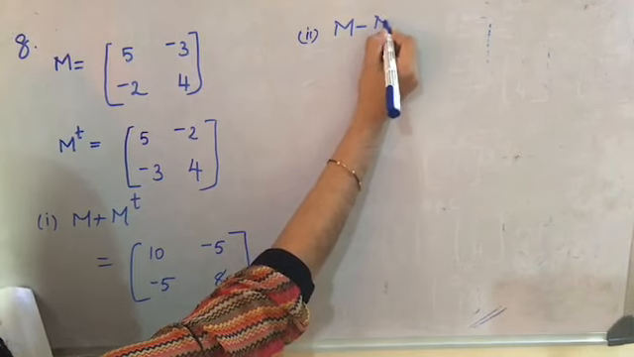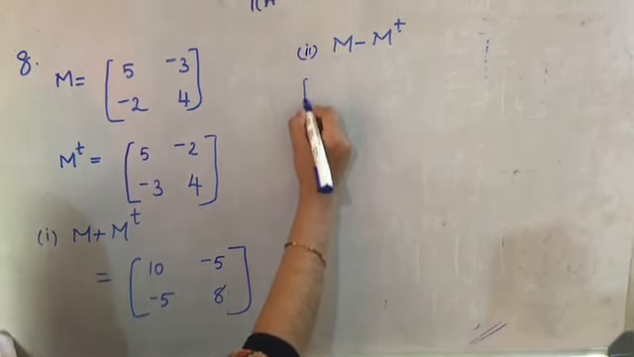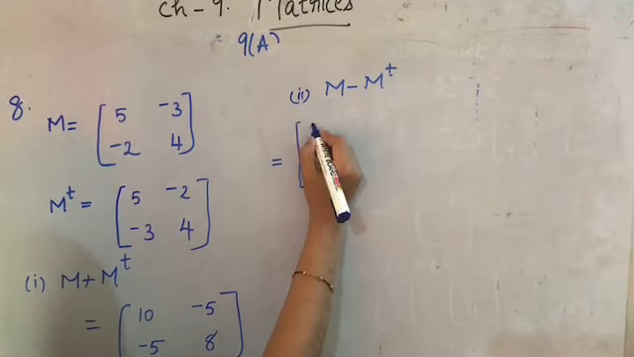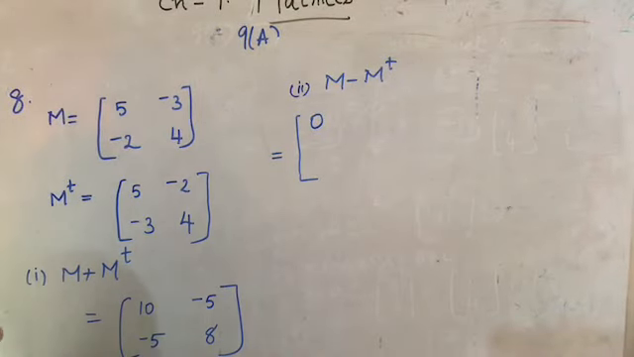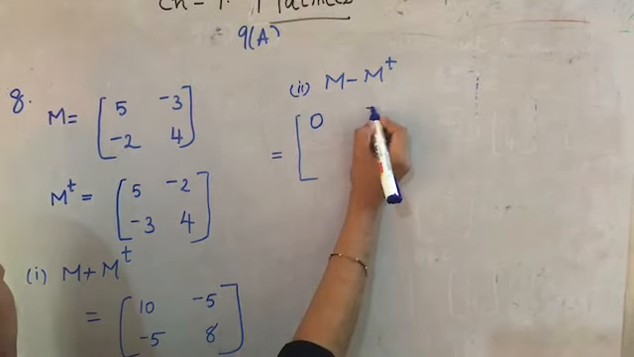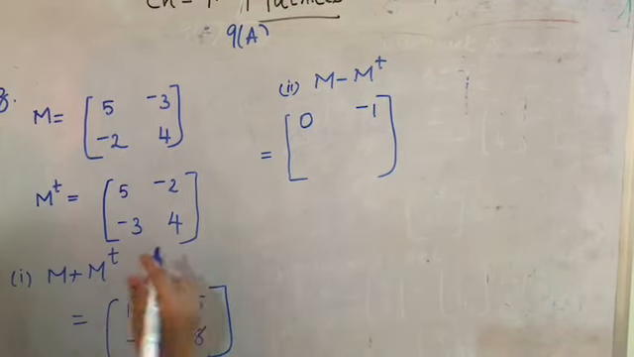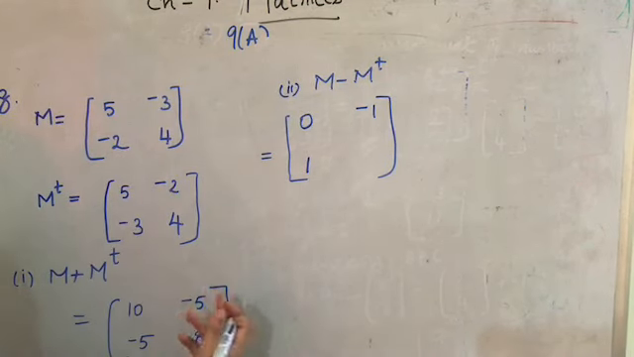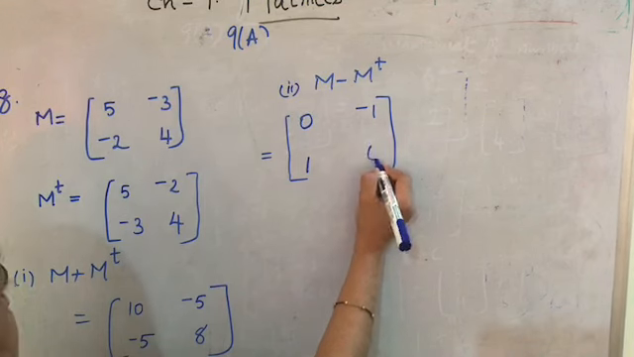The second question is M minus M transpose. So what do you get in that case? 5 minus 5 is 0. Minus 3 minus of minus 2, that is minus 3 plus 2, gives you minus 1. Minus 2 minus of minus 3, that becomes minus 2 plus 3, that is 1. Then you have 4 minus 4, that is equal to 0.